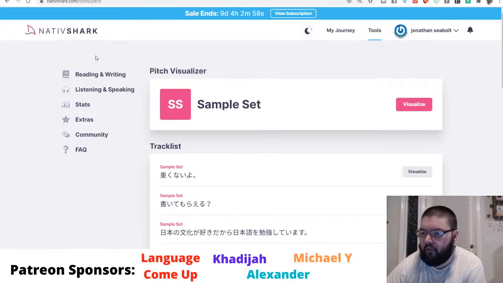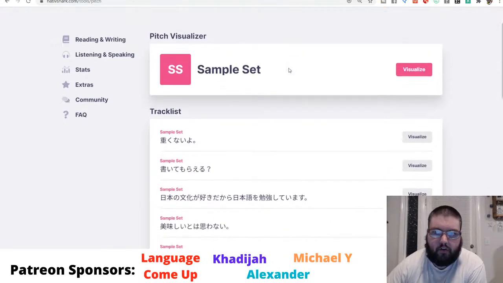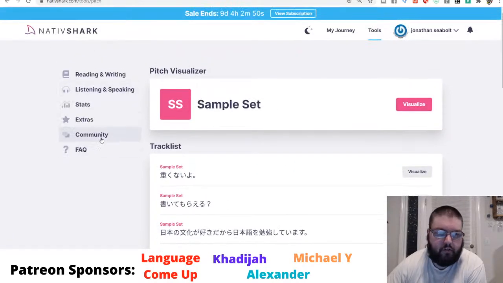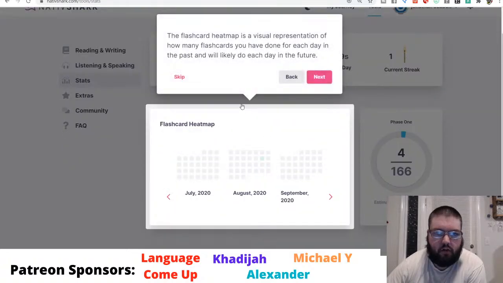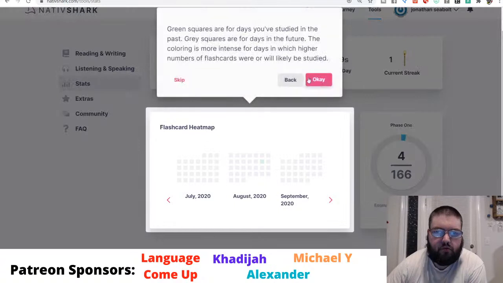Okay, that's all right. That's gonna be cool. It's generated from this. That's super. Yeah, that is a really cool feature. I really dig it. Let's see what kind of stats. This gives you a detailed look at the amount and frequency in which you have studied through NativShark, okay. Flashcard heat map, yeah, okay.